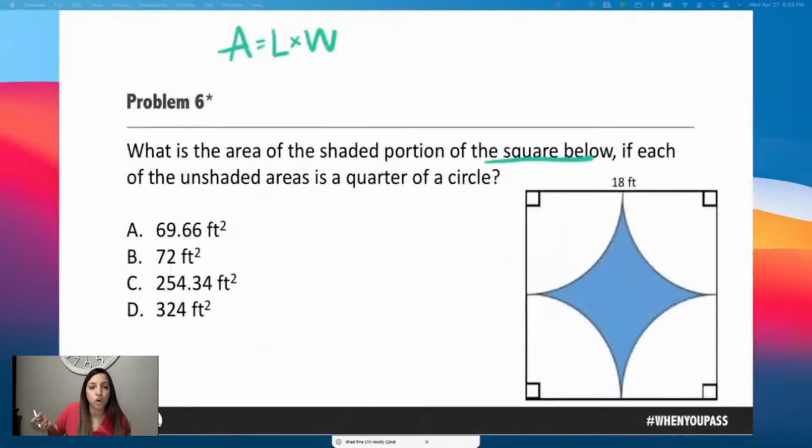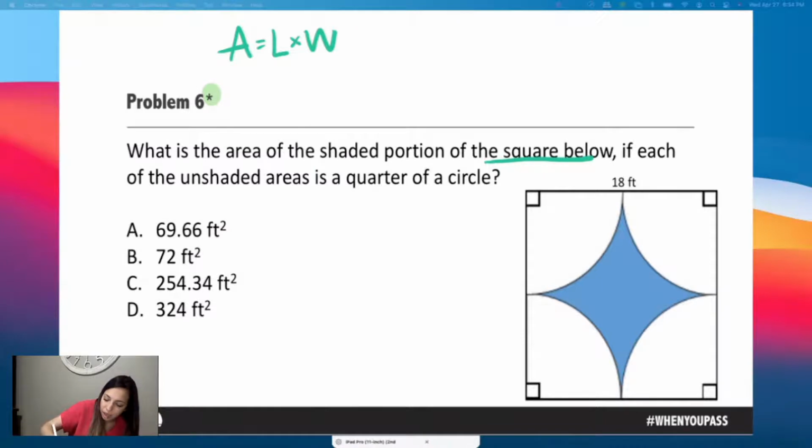They've also told us, and this has a star next to it because someone asked me last week to do an area problem that involved circles, and I can't remember who it was. So if that was you, just give me a shout out. Say, hey, that was me. I can't remember who it was.